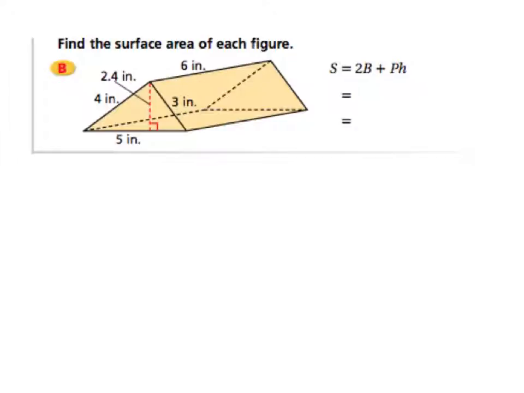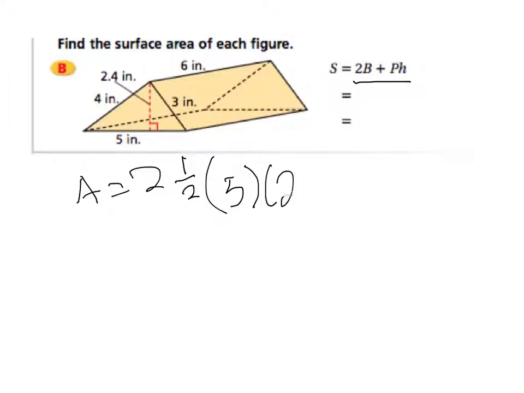Now, don't be scared here because of a different shape. The shape doesn't matter. We're still going to do the same thing. We're going to do 2 times the base plus perimeter times the height. So area is found by doing 2 times the base, which is 1/2. The base is 5. The height is 2.4 plus the perimeter, which is going to be 4 plus 3 plus 5.